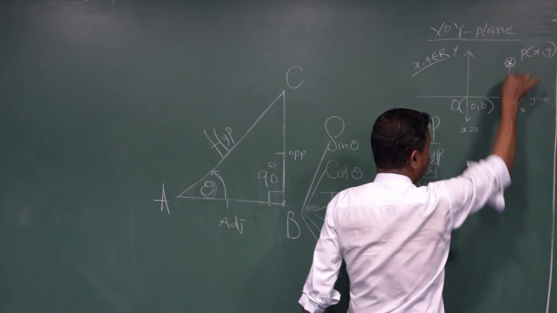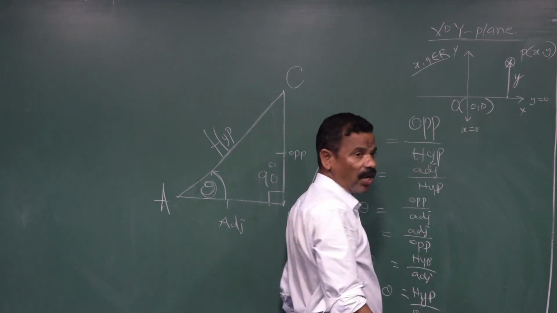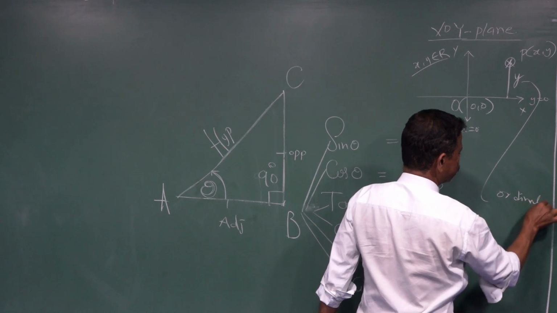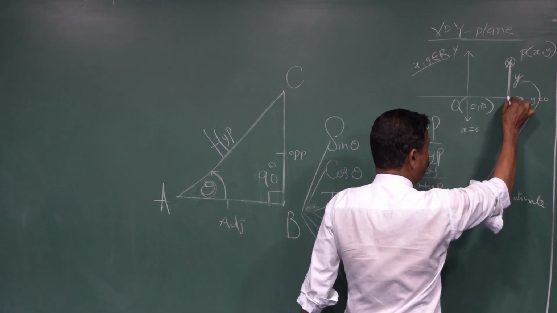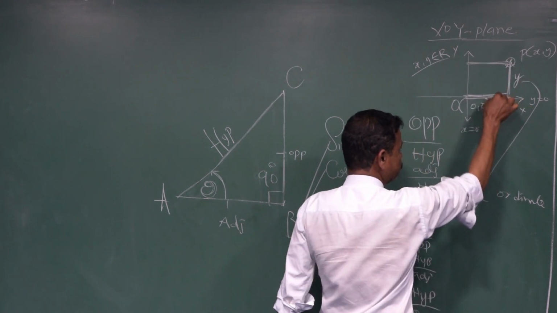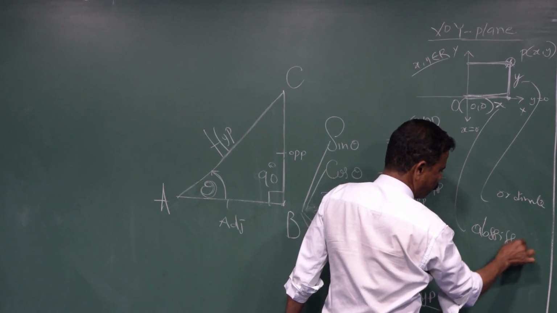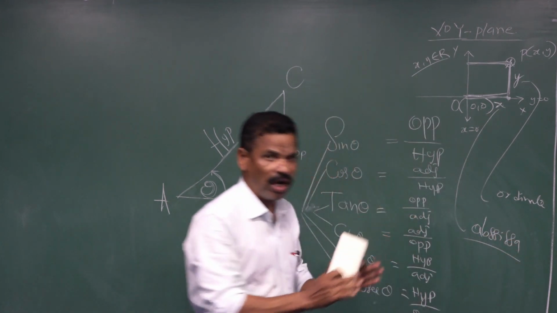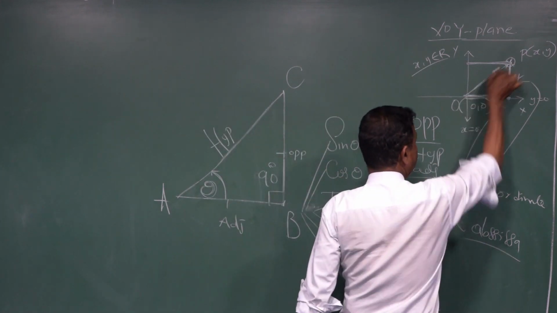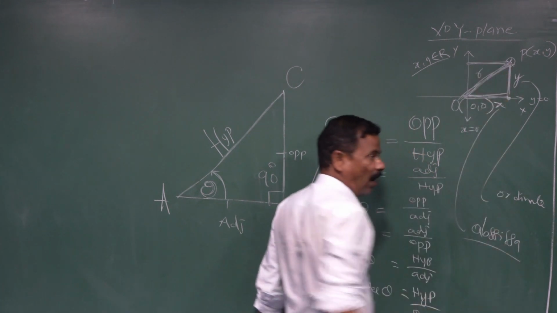This height from the point to the x-axis is y. y is called the ordinate. And from here to here, this distance x is called the abscissa. x is called the abscissa, y is called the ordinate. We join the line OP. This is the distance between O and P. It is denoted by r.